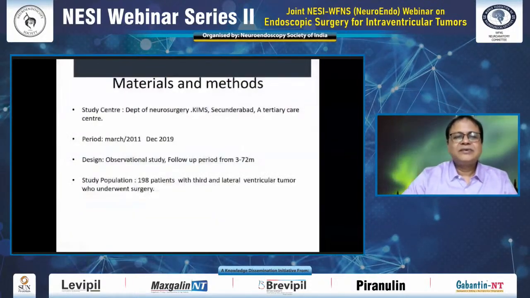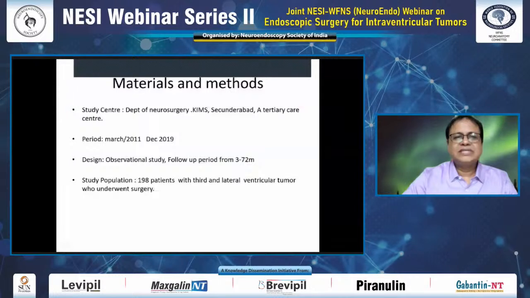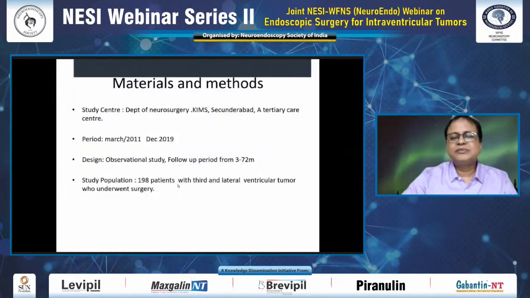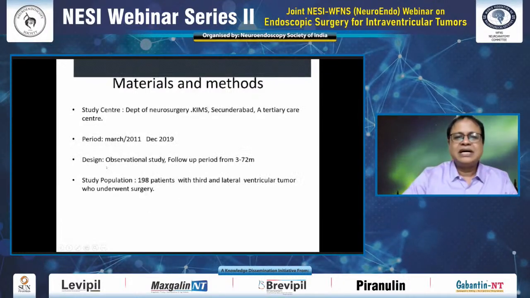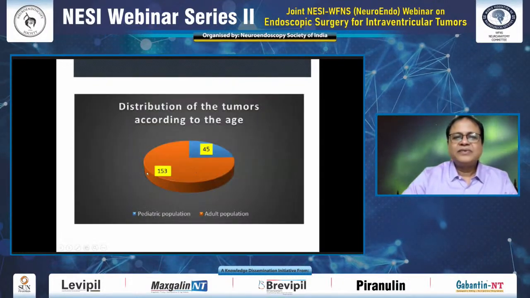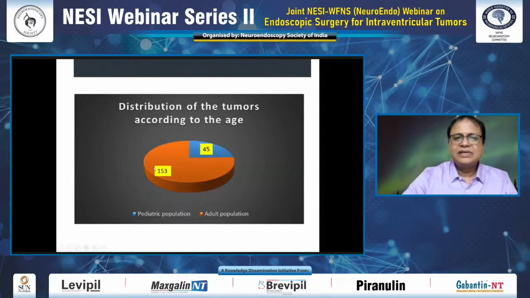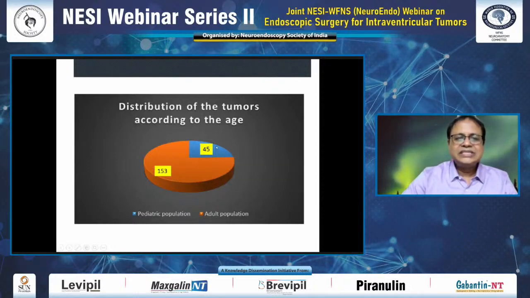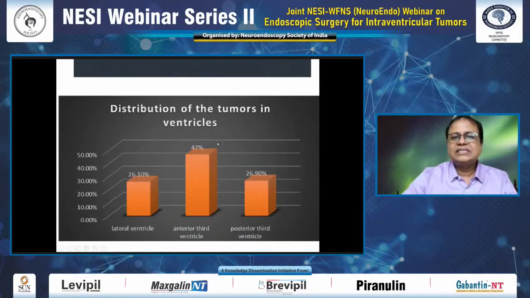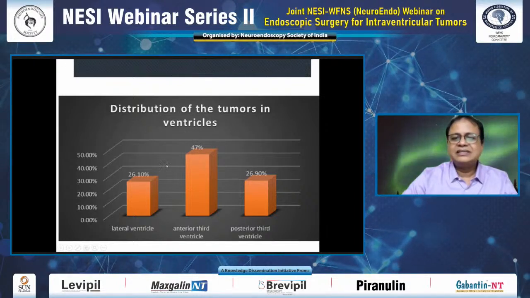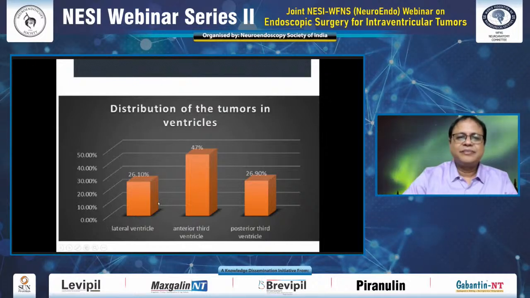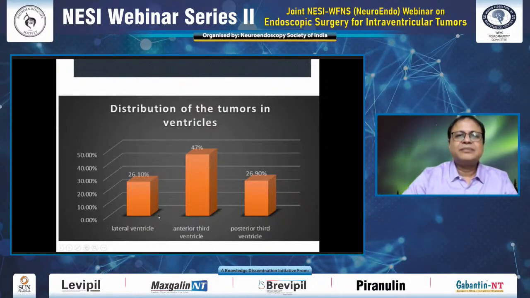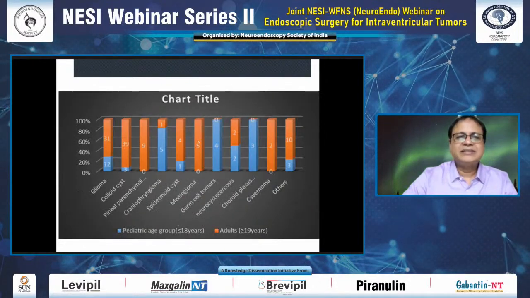So we studied the cases done over 8 years. There were 198 patients with third and lateral ventricular tumors who underwent surgery in our hospital. Out of that, adults were 153 and pediatrics were 45. 26% were in the lateral ventricle, 47% in the anterior third, and 26% in the posterior third ventricle. These are the different pathologies we have operated.